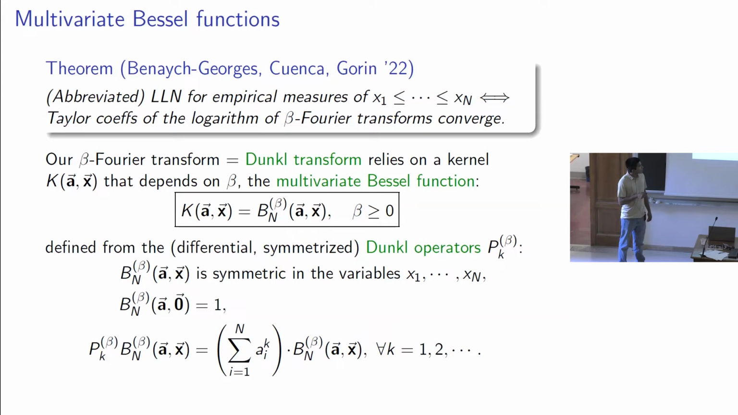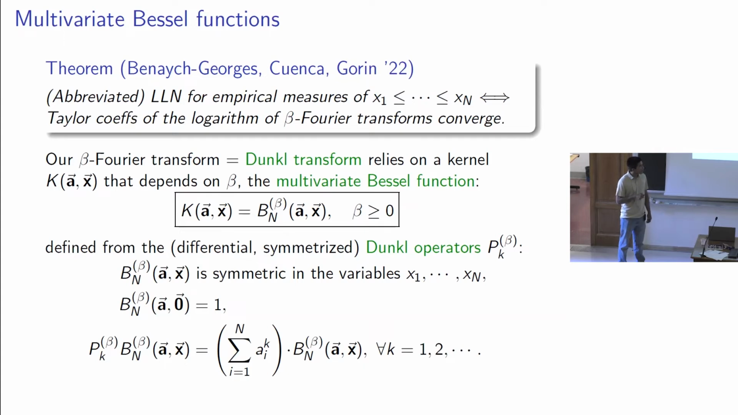So first of all, it depends on two n-tuples, a and x. I'm putting here the vector notation. It depends on the parameter beta too. In general, beta could be complex, but for our probabilistic applications, beta will be a non-negative real number, right? And the definition is the following. So the first two conditions are not too bad. So this function has to be symmetric in the variables xi. It needs to satisfy a certain normalization. So when the xi's are equal to 0, then the Bessel function becomes equal to 1.